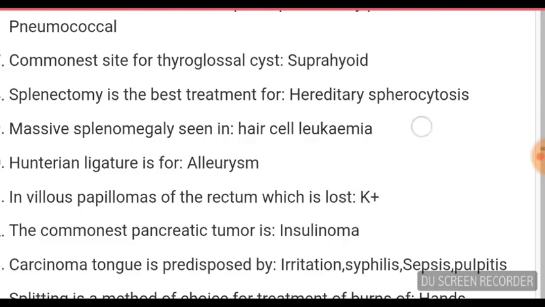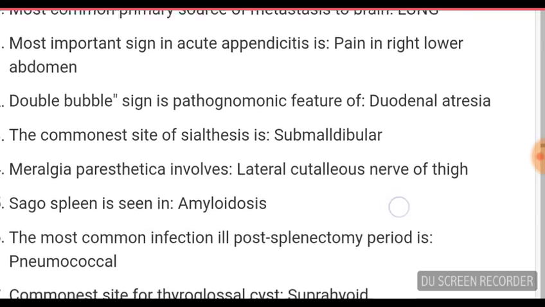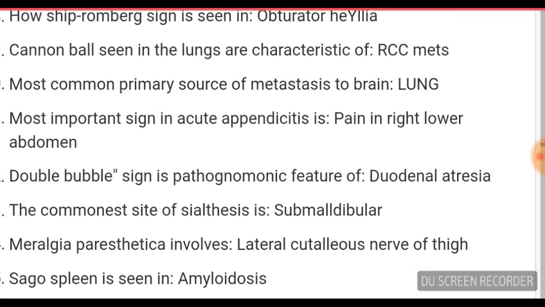The commonest pancreatic tumor is insulinoma. Most common infection in the post-splenectomy period is pneumococcal. That's why we give pneumococcal vaccine before the splenectomy operation. Sago spleen is seen in amyloidosis. Meralgia paresthetica involves the lateral cutaneous nerve of the thigh. The commonest site of sialolithiasis is the submandibular gland.